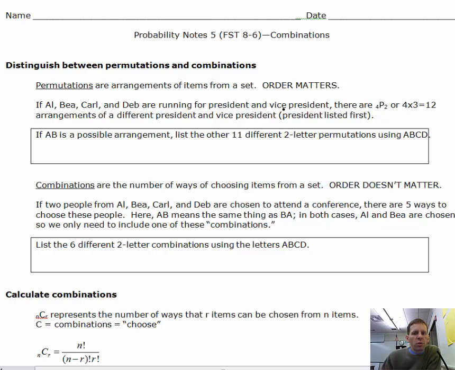These are probability notes 5, combinations. Today we're going to distinguish between permutations and combinations. We're also going to calculate combinations.